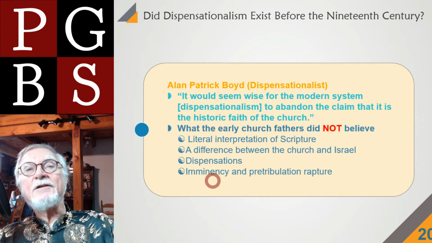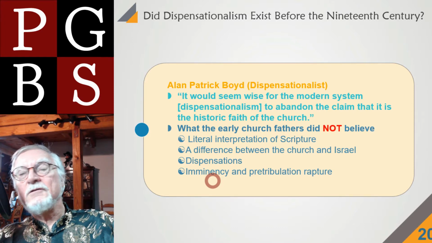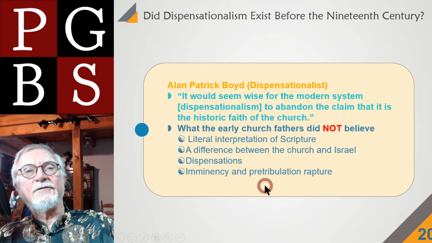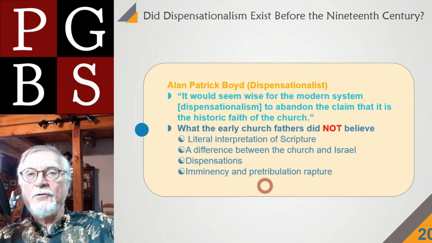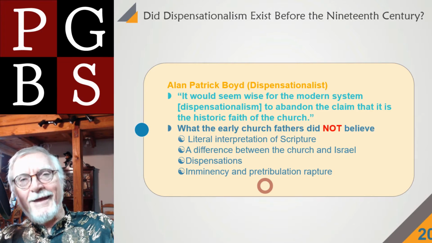They didn't believe in imminency, that Jesus is going to come back all of a sudden when nobody's going to know when. They didn't believe in the pre-tribulation rapture at the end of time, the 7-year tribulation that Christians are going to be jerked out before so that we don't have to go through it. That's all modern 1800s stuff.